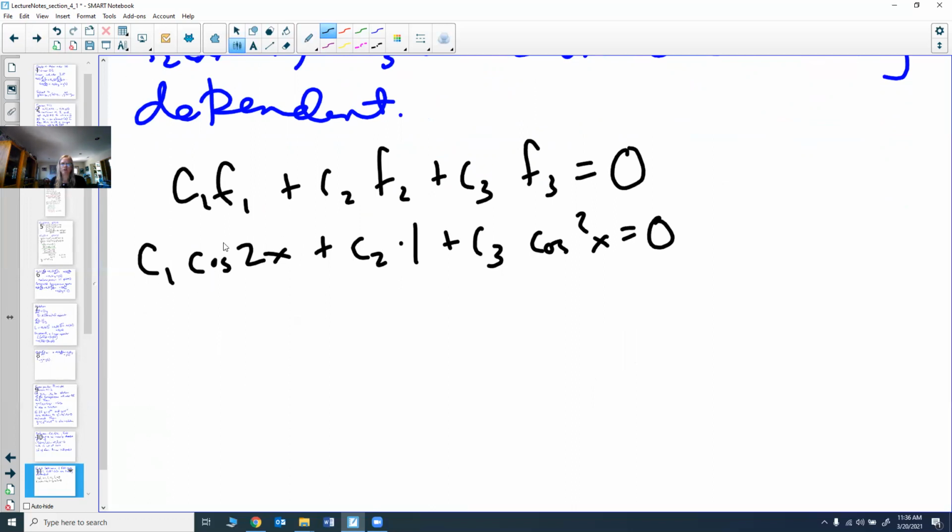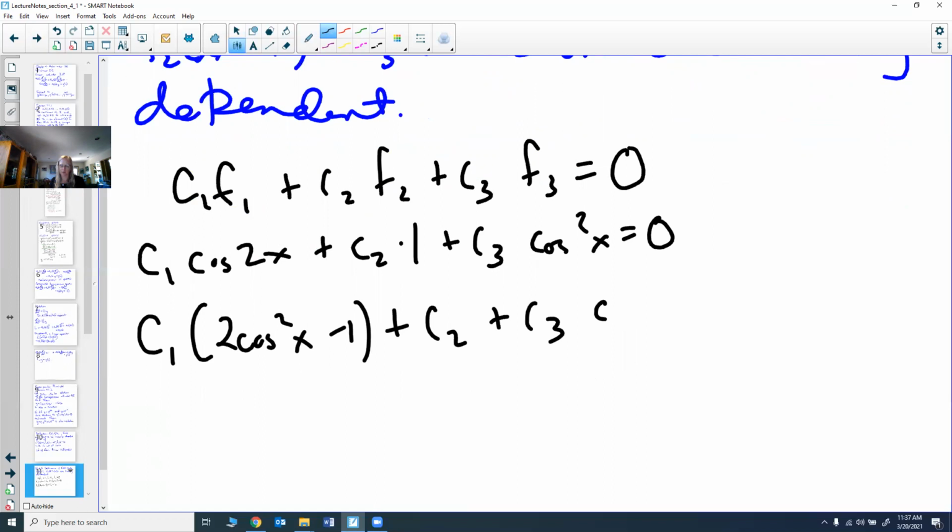So let's look at this. We have trig functions, so what we want to think about is all of our trig identities. One trig identity that we have is the cosine of 2x is 2 times the cosine squared of x minus 1. There's lots of different ones for cosine of 2x, but this is one I'm going to try using and just see what happens. Plus c2 times 1 plus c3 times cosine squared of x. Now, granted, cosine squared is 1 minus sine squared, but I want to keep in cosines because I've got cosine and cosine.